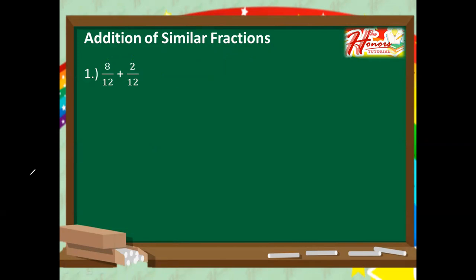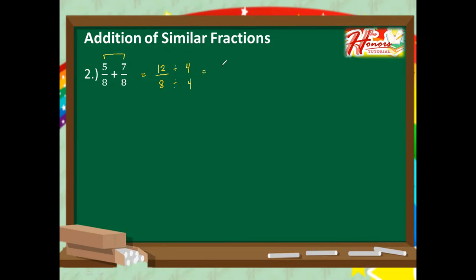Let's have the other example, number 2. So we have here 5 over 8 plus 7 over 8. Same process. Kindly add the numerators. So that's 5 plus 7, that's 12 over 8. Please check if it is the final answer. No, it is not. It is because there's still a number that can divide 12 and 8 at the same time. You can use 2, you can use 4. Let's use 4.